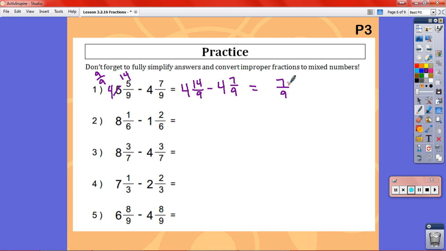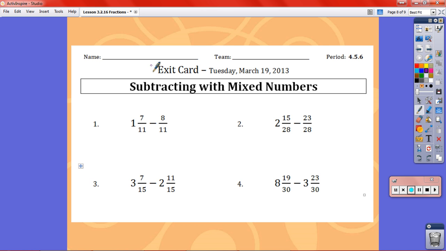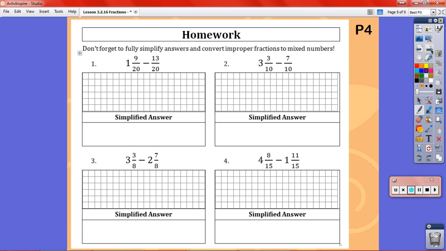And of course you can draw it as a picture, you can use tally marks, or you can just use numbers. Then the students have an exit card on subtracting with mixed numbers. And the homework is the last page in the packet.